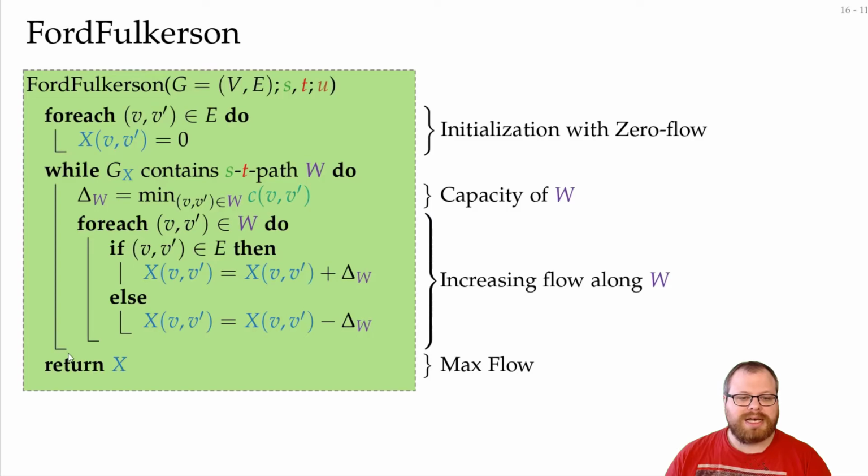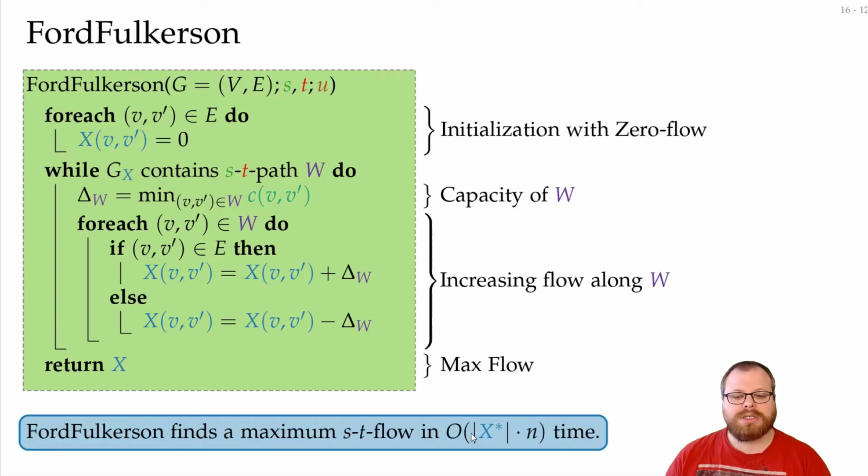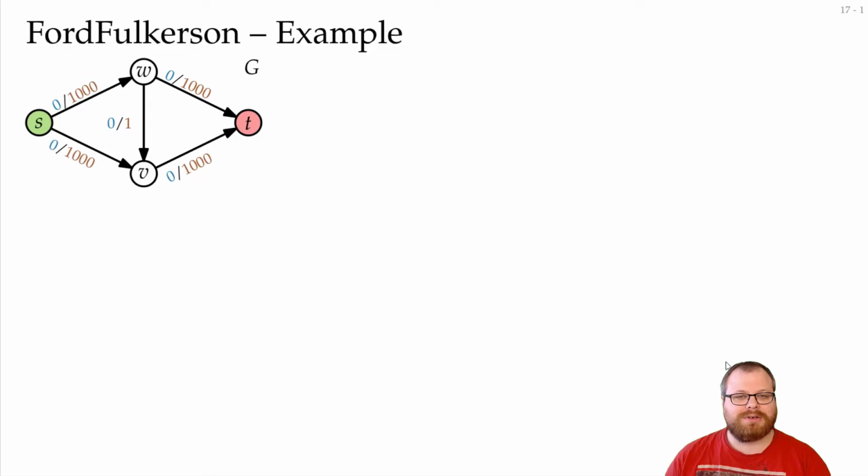And this algorithm works in order of x star times n time, where x star is the maximum flow and this is the size of the maximum flow. Let's have a look at one small example. We have a graph here with 4 nodes. We have capacities 1000 here and 1 here.